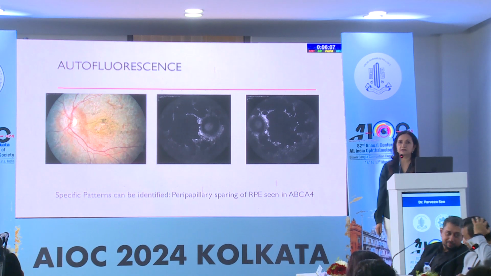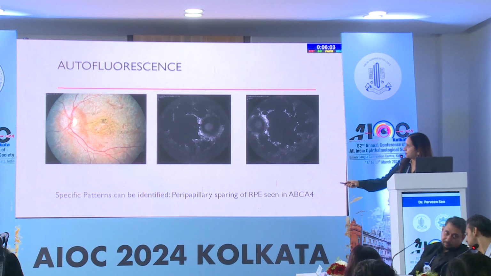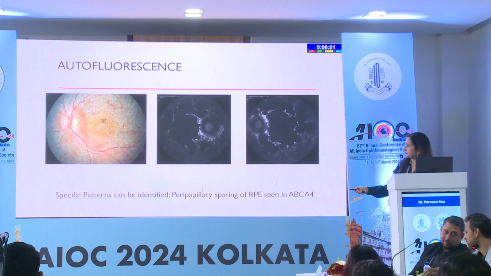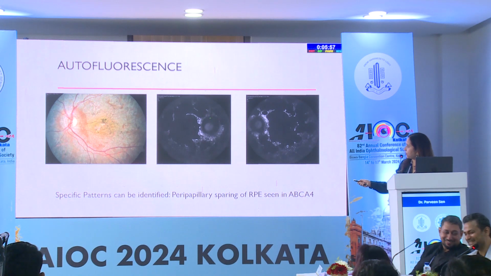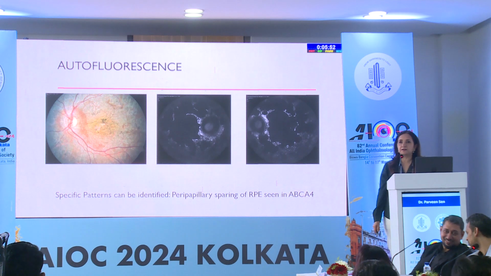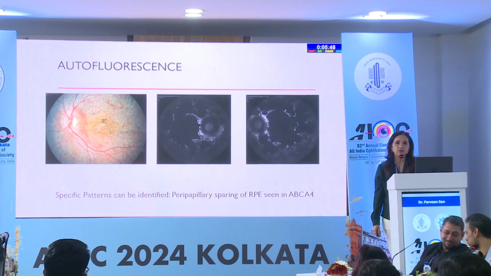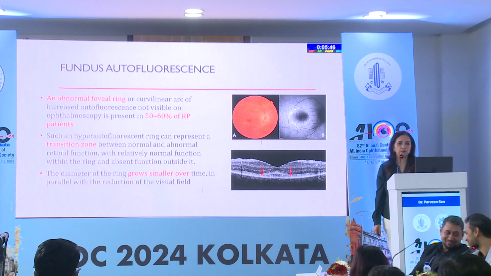Sometimes autofluorescence can give you this pattern. So this is such a beautiful example where you see that the underlying gene is ABCA4 mutation, but typically it has peripapillary sparing of the RPE, and this is a hallmark of any retinal dystrophy which is caused by an underlying defect in ABCA4. So the photograph can give you the clue.